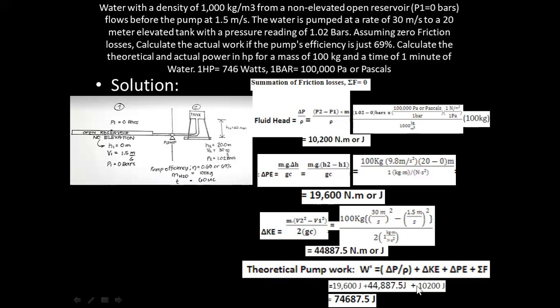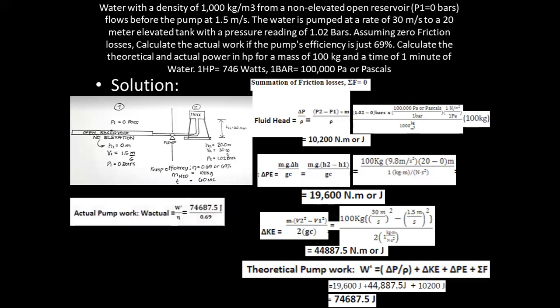Now, to solve for the actual pump work, we're going to divide our W prime, or theoretical pump work, by the pump's efficiency. So 74,687.5 joules over 0.69 gives us 108,242.75 joules.